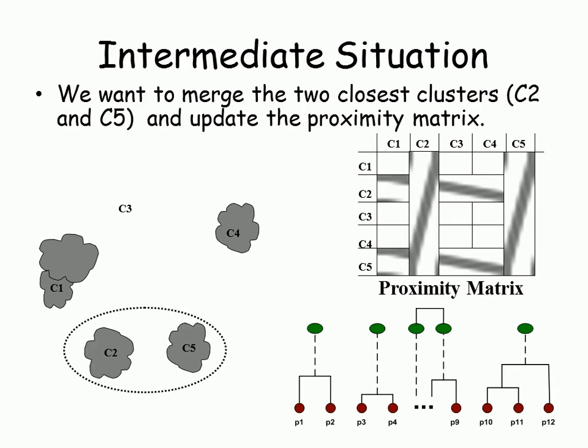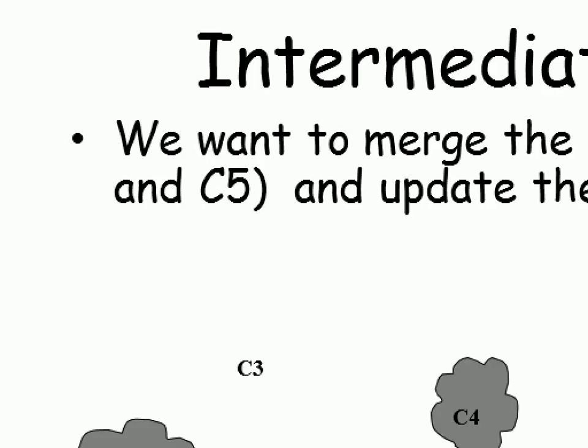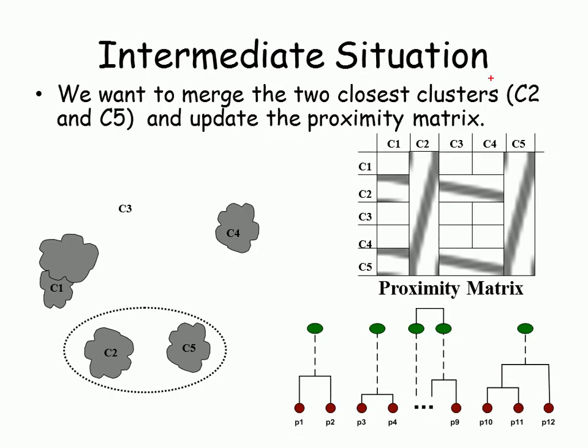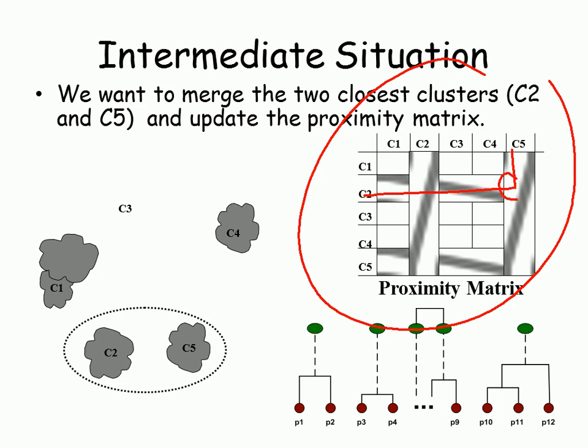Okay, so if you look at here, we have our original matrix, and we found out that C2 and C5 had the highest similarity or the lowest distance, and we decided to cluster them together. So what we need to do is take this column and this row and use those to create the new matrix.